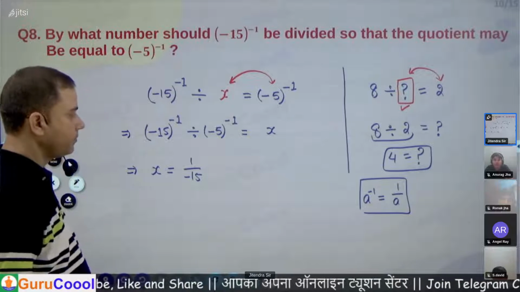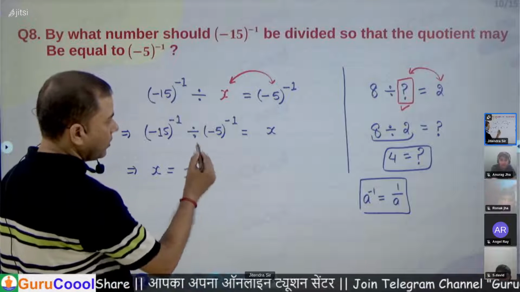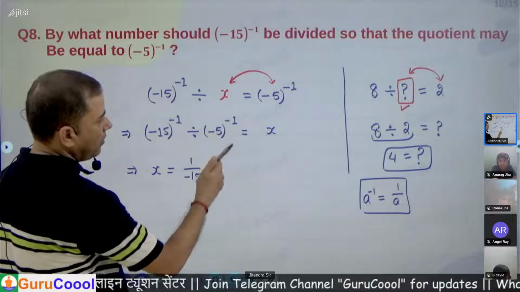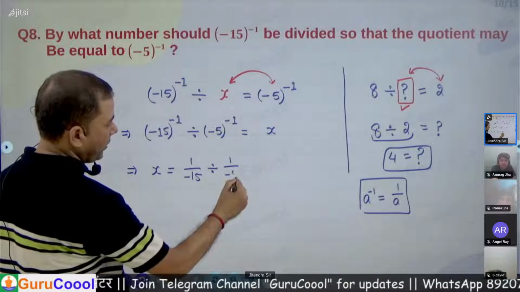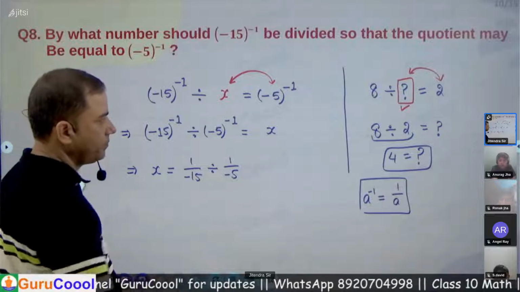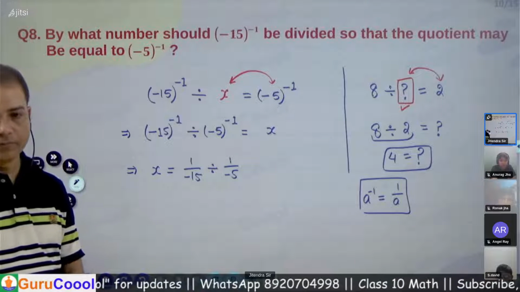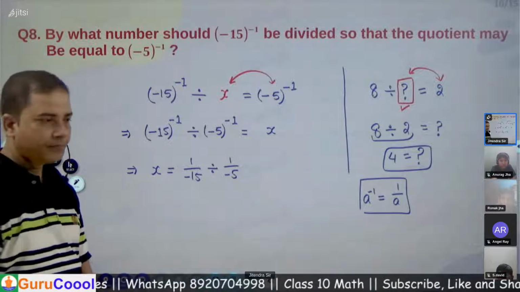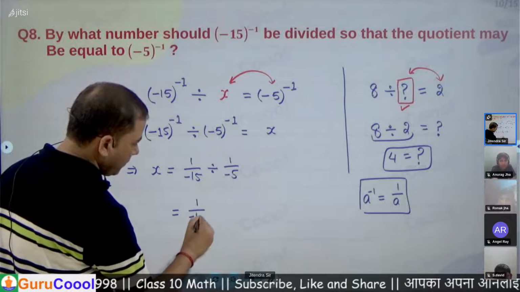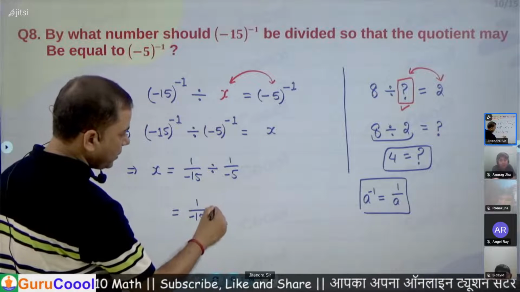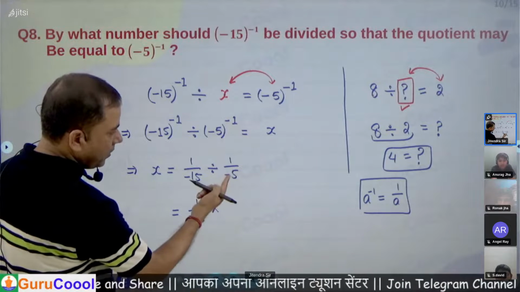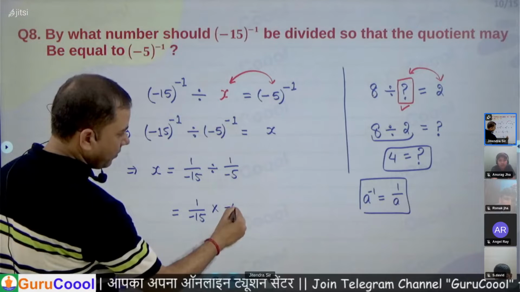Any problem? Now divide sign. Same will happen with this. Minus 5 power minus 1 is 1 by minus 5. Any problem here? 1 by minus 15, divide sign changes to multiply, and the second fraction reciprocal, minus 5 by 1, just minus 5.